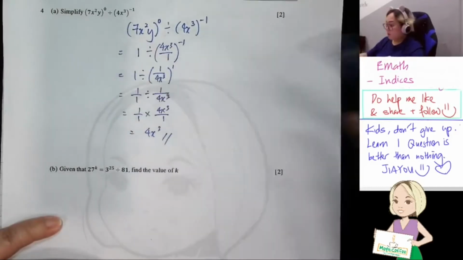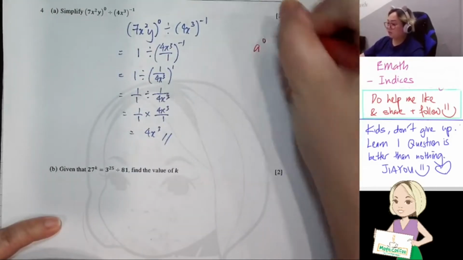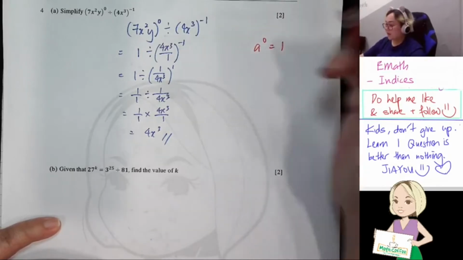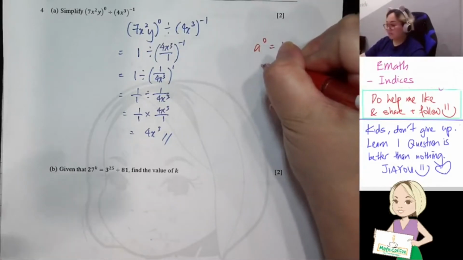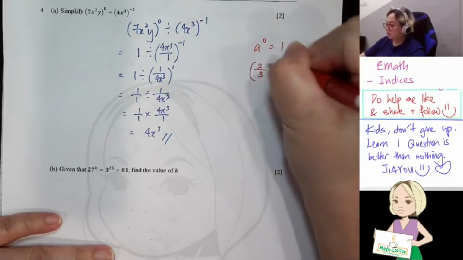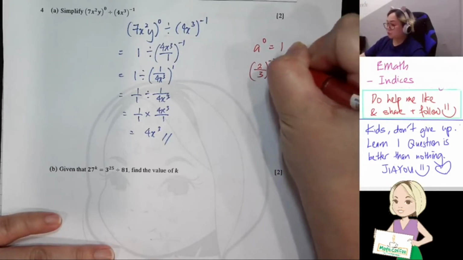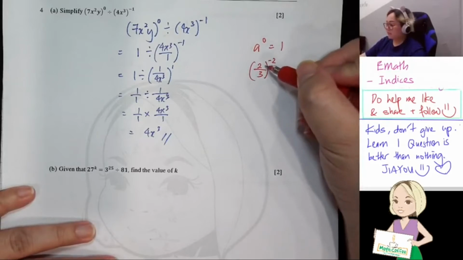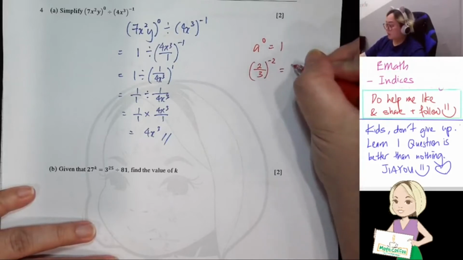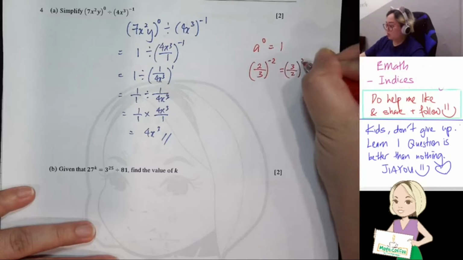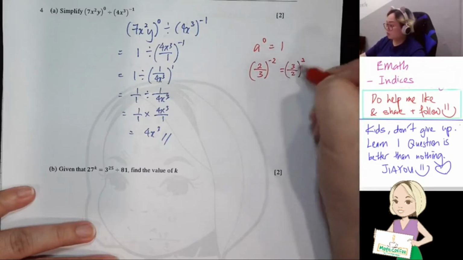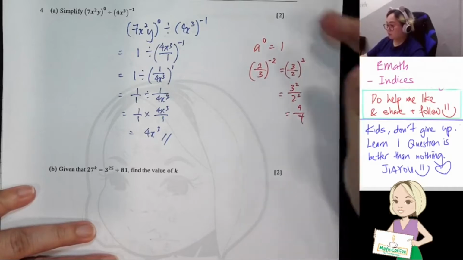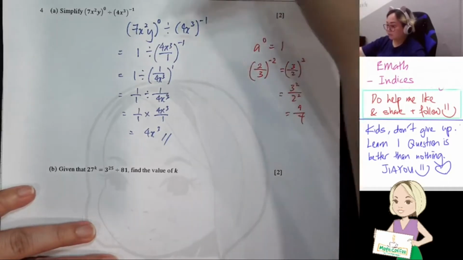Okay, so what I did was, over here, anything to the power of 0 gives me 1. And what I did here was, if let's say today, for example, you have 2/3 to the power of negative 2. I want to change negative 2 to positive 2. I just need to flip the fraction. So it becomes 3 over 2 to the power of 2. And then 3 to the power of 2 and 2 to the power of 2 becomes 9 over 4. Okay?